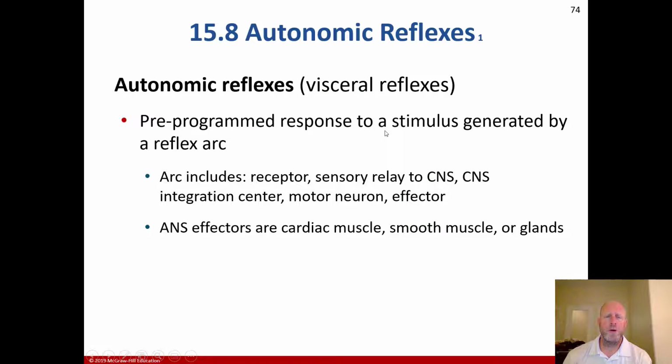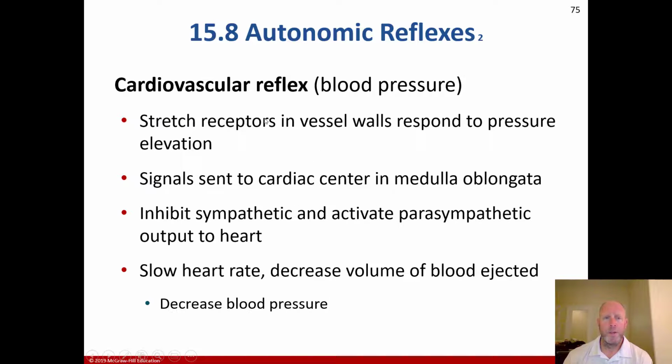And we're going to go into autonomic reflexes just because it's a very short section for us here, kind of combining both sections. We're talking about the visceral reflexes, the internal organs. We have a pre-programmed response to a stimulus generated by reflex arc, which we obviously have spoken about before. The arc includes the receptor, sensory relay to the CNS, CNS integration center, and motor neuron and effector. And the ANS effectors are cardiac muscle, smooth muscle, or glands.